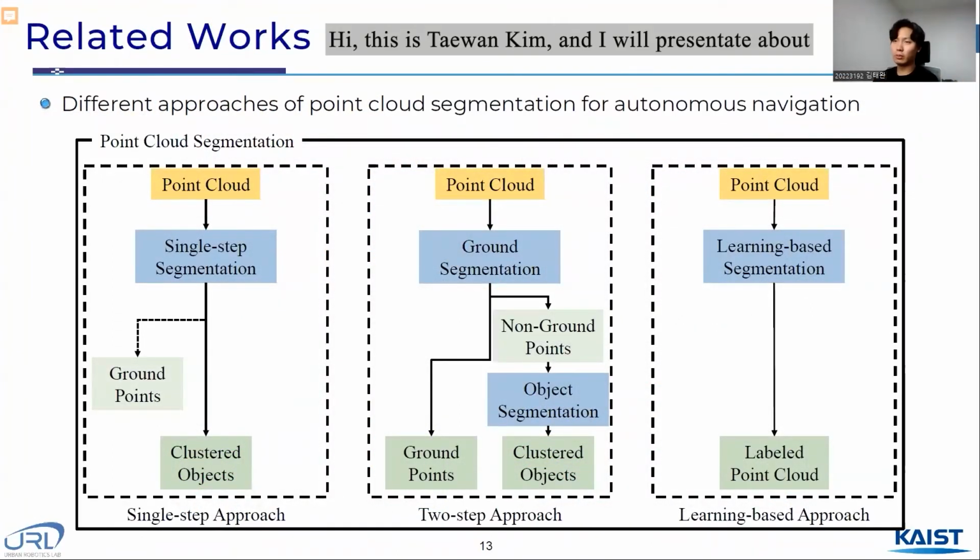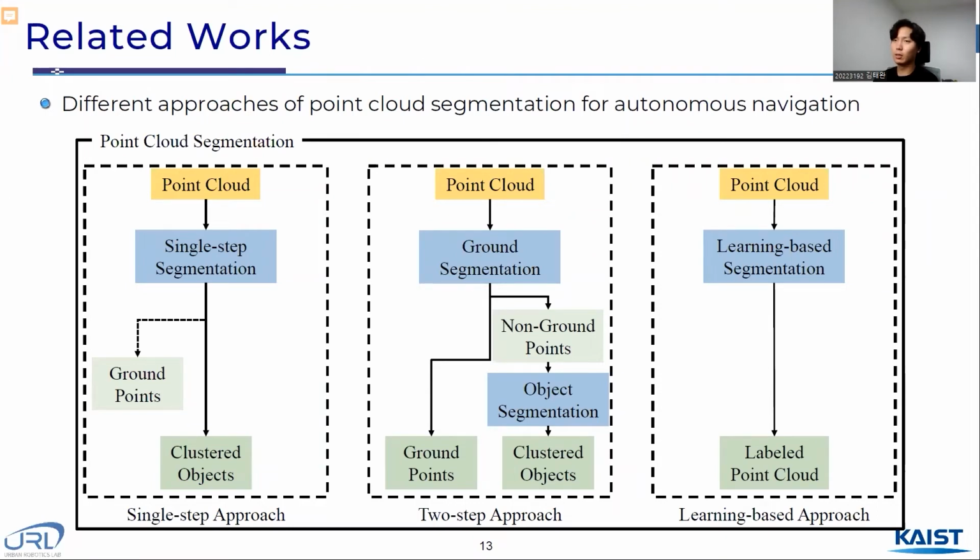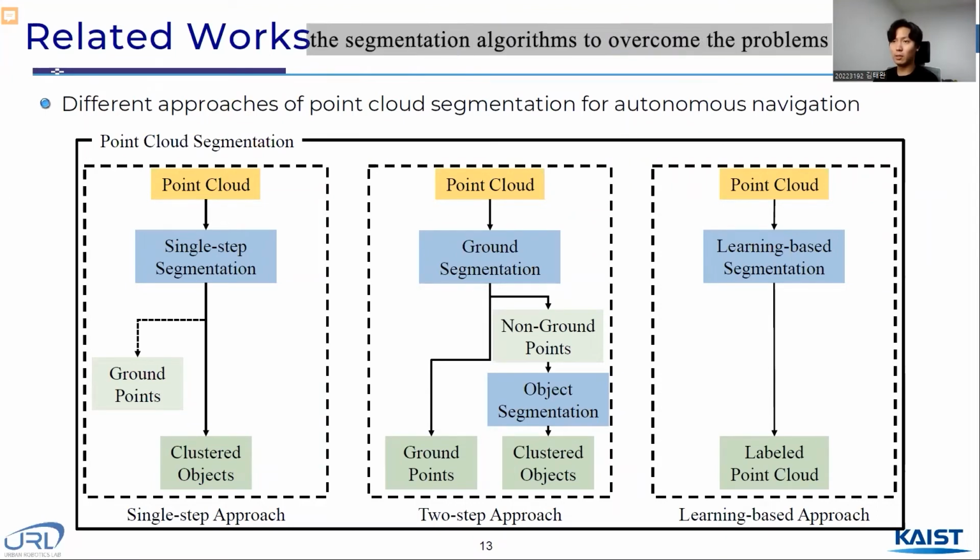Hi, this is Taewan Kim, and I will present the related works to our topic. Many researchers have proposed segmentation algorithms to overcome the problems that exist in this perception. Significantly, there are three types of research. One, a single-step method of classifying the surrounding environment from the data with one logic. Two, a method of classifying objects after extracting the ground for efficient classification. Three, a learning-based approach that gives class labels to each point.